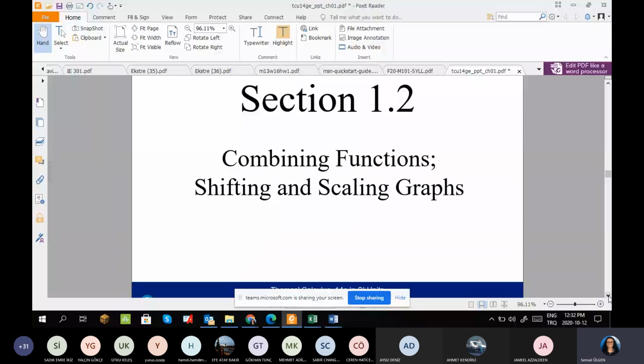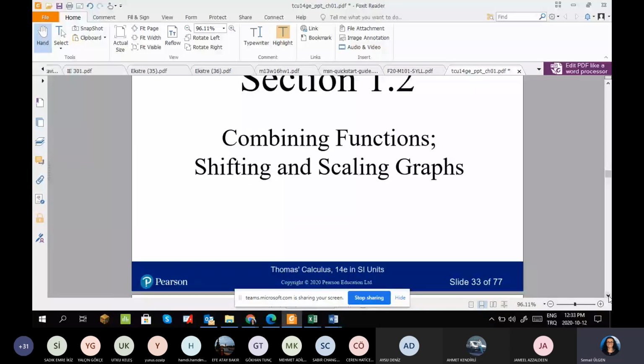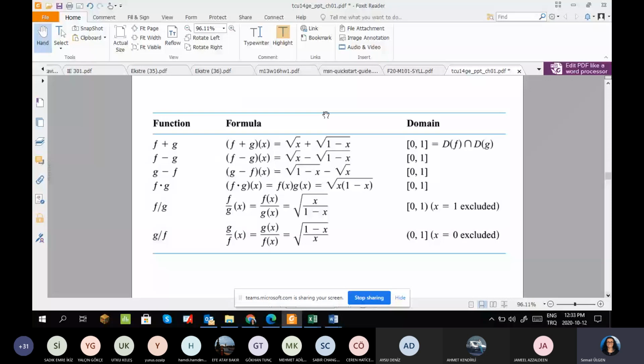Section 1.2, combining functions, shifting and scaling graphs. Okay, so what do we see here in this page? You can see the graphs of functions f and g, and the addition of the two, difference of the two, product of the two, ratio of the two in different orders. Here's an example. If your f is square root of x and your g is square root of 1 minus x, you add them up like this. The difference is like that. And you can change the order, g minus f. The product of the two is just square root of x and then square root of 1 minus x. You can combine them in one square root.